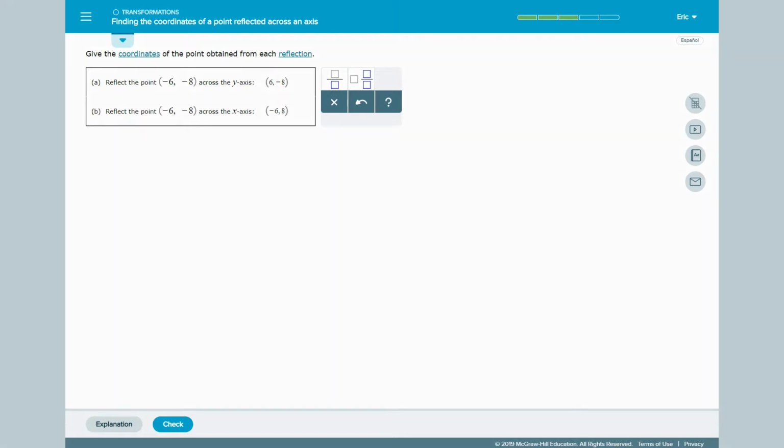Let me actually write this out. So reflect across x-axis for the point (x, y). Reflect across x-axis is going to be keep the x, negate the y, and your reflects across y-axis is going to be flip the x, keep the y.